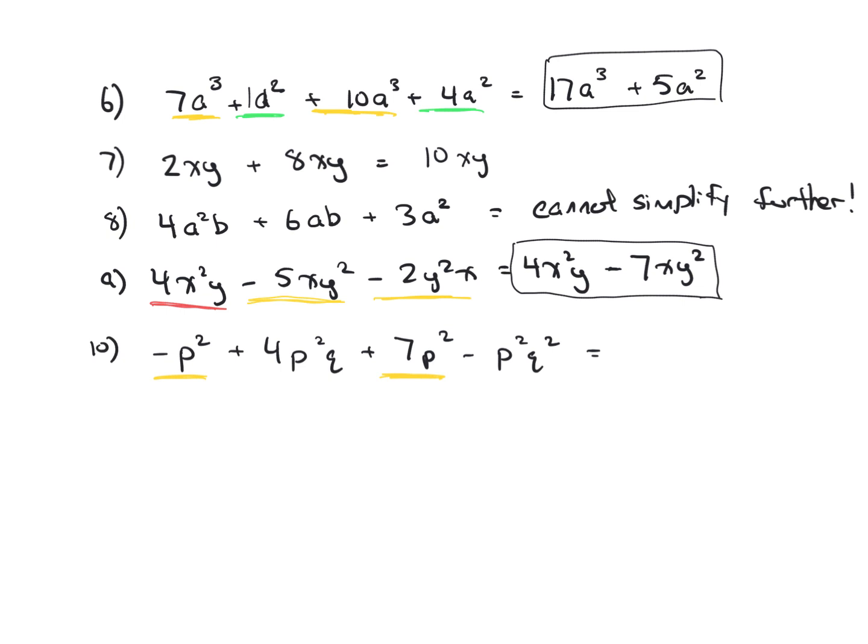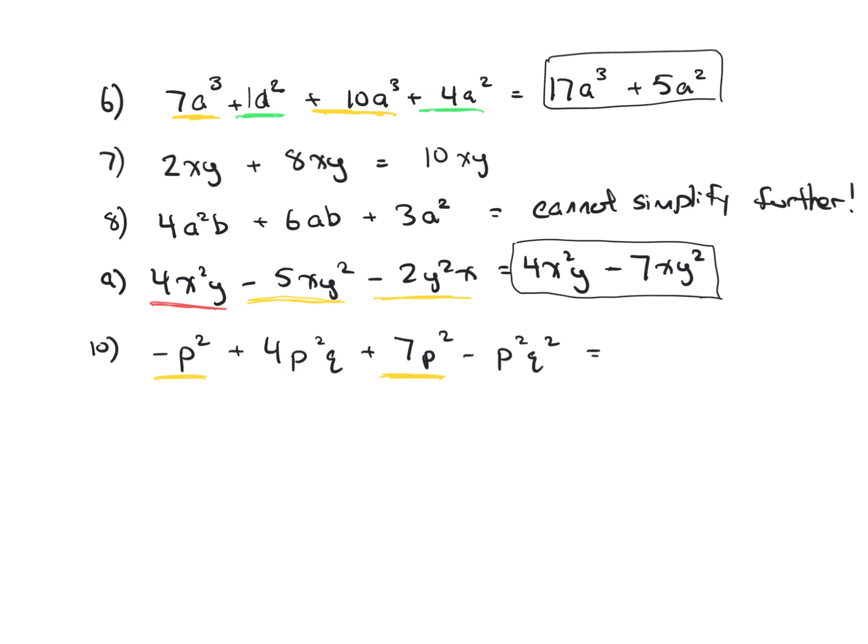While the other 2 terms that I have not underlined yet, they both have p squared in it, which seems to match. Unfortunately, they also have q's in them, and that actually makes them not like terms anymore. By the way, not like terms, we usually just say unlike terms as a simpler word. So we can combine the p squareds.